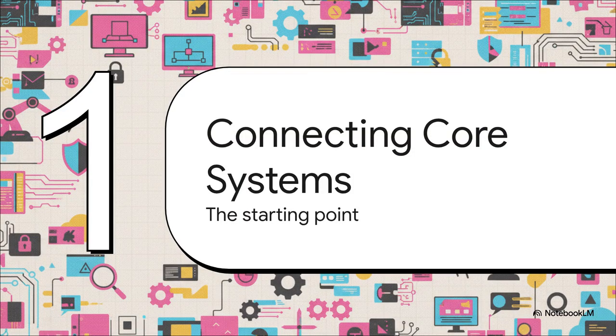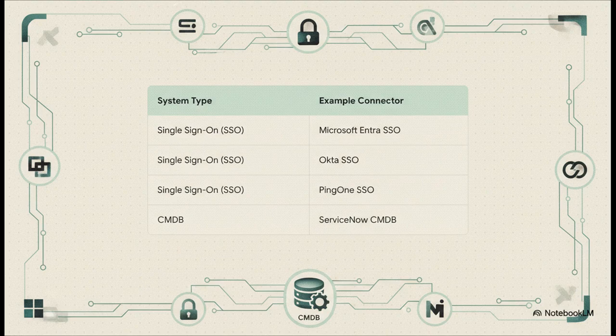Now, the magic really starts with that very first step, connecting to your core systems. See, discovery doesn't work in a bubble. Its real power comes from integrating with the foundational platforms that are already managing identity and assets in your organization. So what are these core systems? Well, we're talking about your single sign-on or SSO providers. These are tools like Microsoft Entra, Okta, and Ping One that basically act as the gatekeepers for who gets to access which app. Discovery also connects to your configuration management database, your CMDB, like ServiceNow, which is your official catalog of all your IT assets.